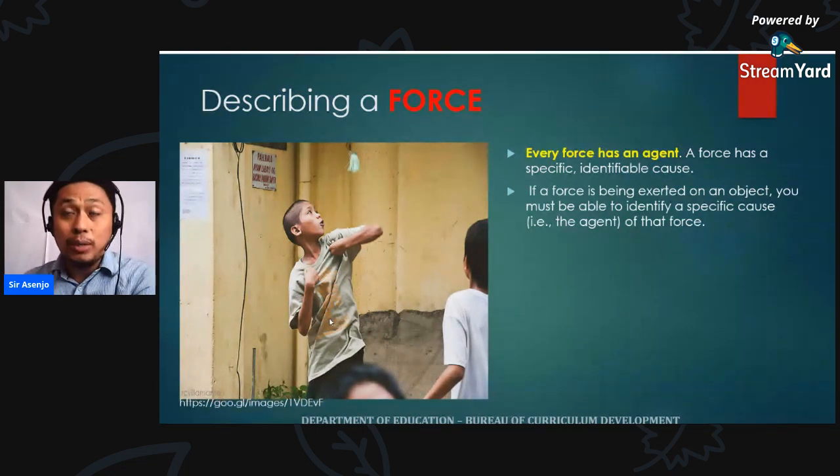Again, what is the agent of the force of the takyan going up? It is the boy, particularly the elbow of the boy. Good. You got it very perfectly. Okay, I like you, class. You're very smart.